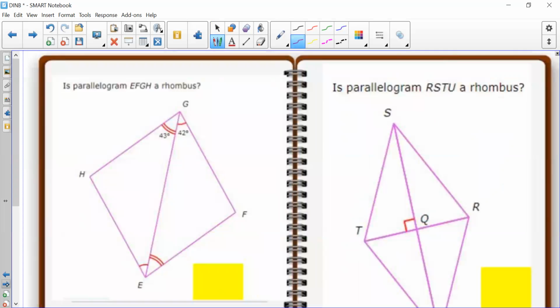All right, next slide. Got a couple of questions. The first one says, is this parallelogram a rhombus? And they will ask you this sometimes. They will say, hey, here's a shape, it's a parallelogram. Do you know enough to know it's a rhombus?